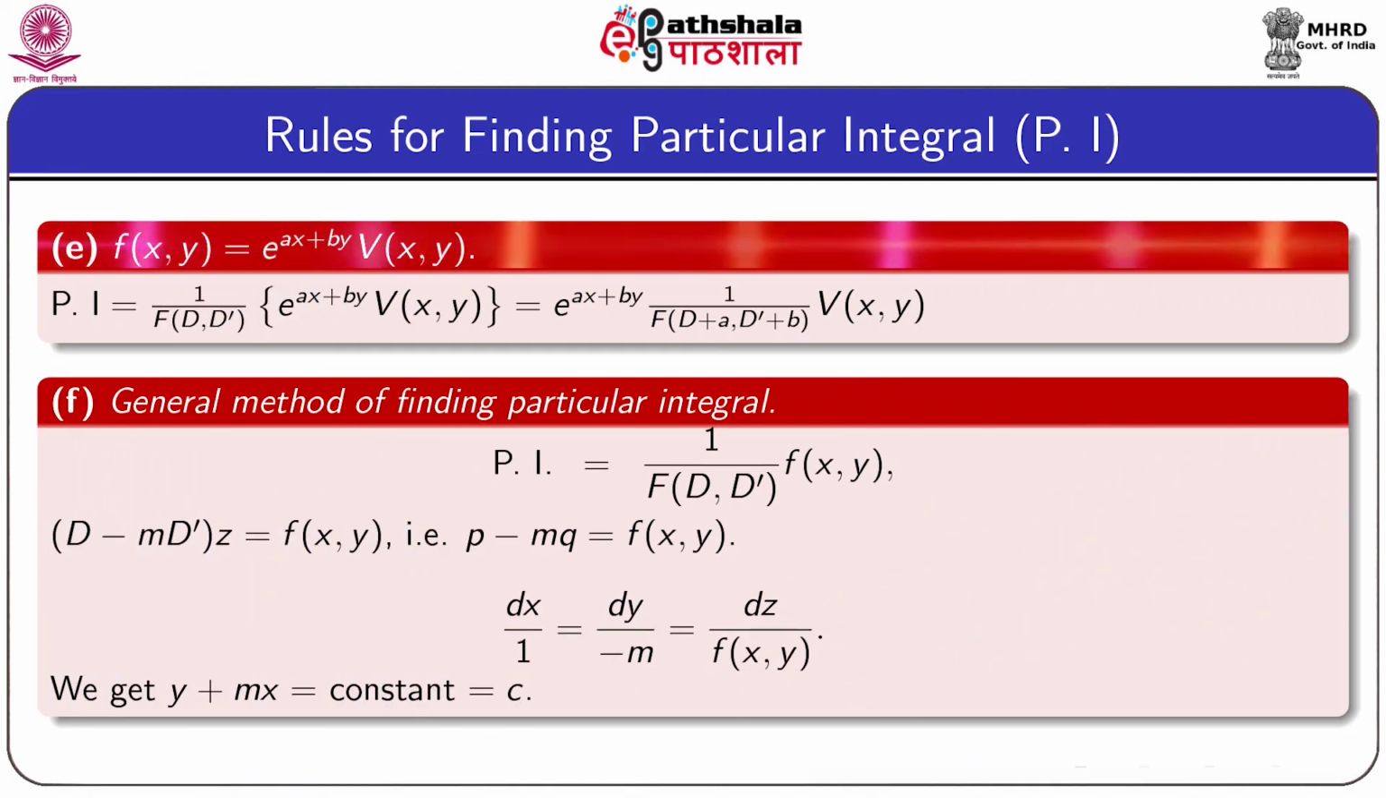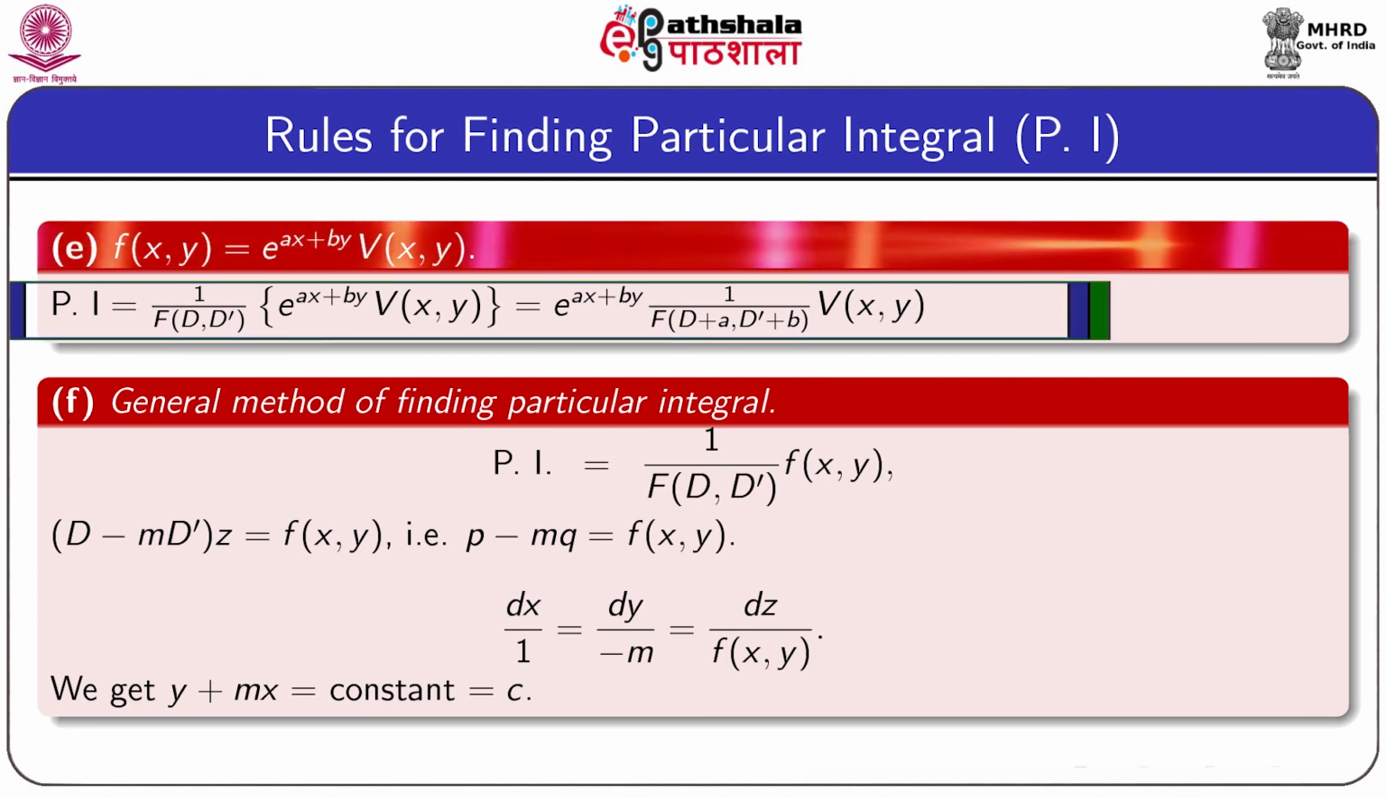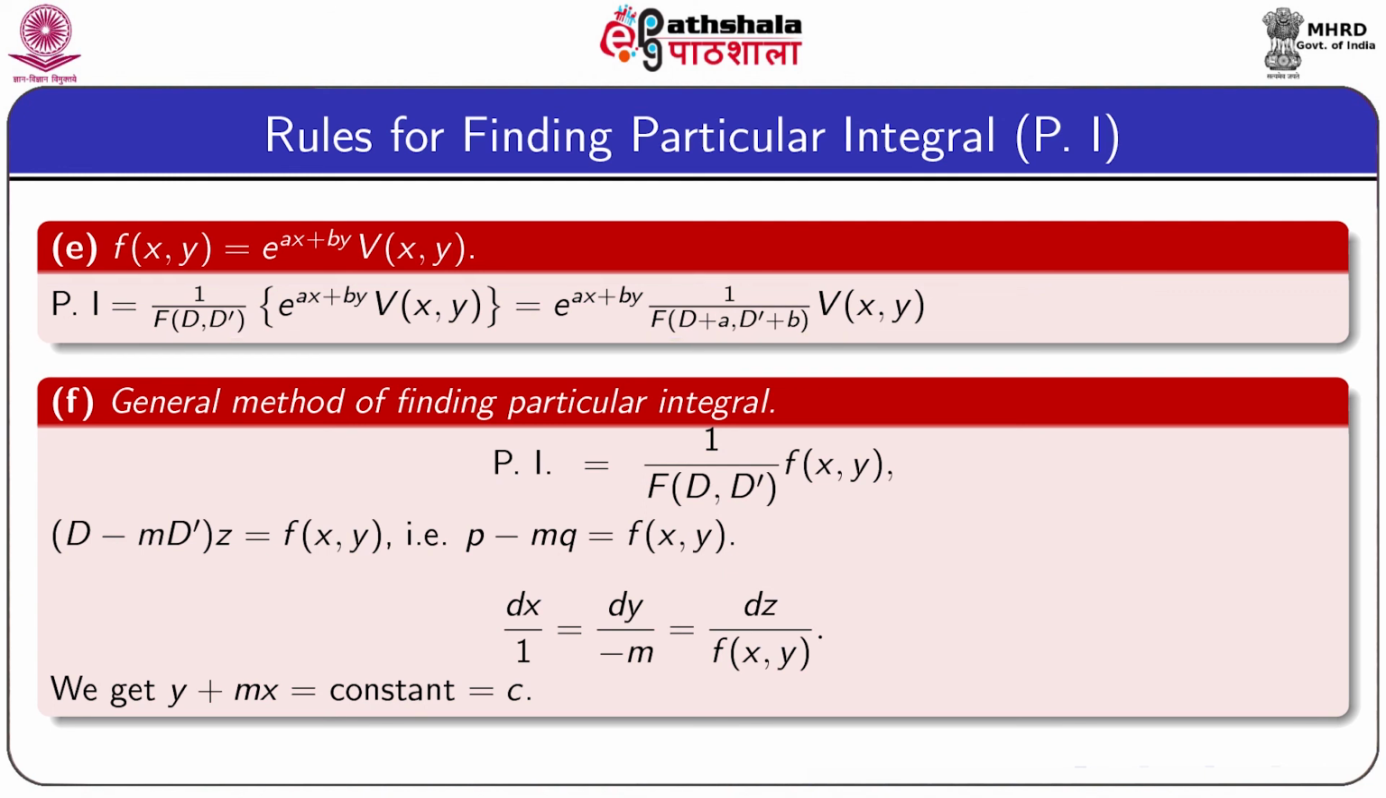Now, f may be a combination of an exponential function and another function. So, it can be written as e to the power (ax + by) into V. So, for that case the particular integral can be written as 1 by capital F operating on e to the power (ax + by) into V, and e to the power (ax + by) can be taken out from the operator 1 by F, and in the function F, D will be replaced by D + a and D' will be replaced by D' + b, and that will be operated on the function capital V.